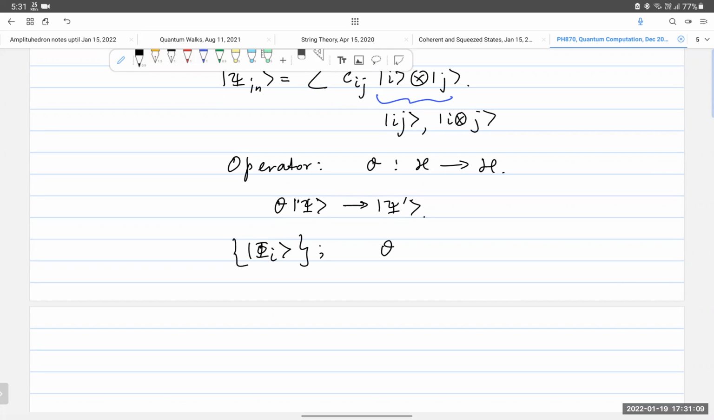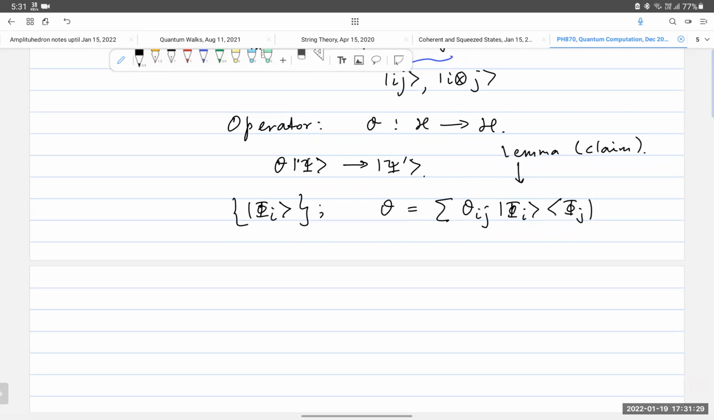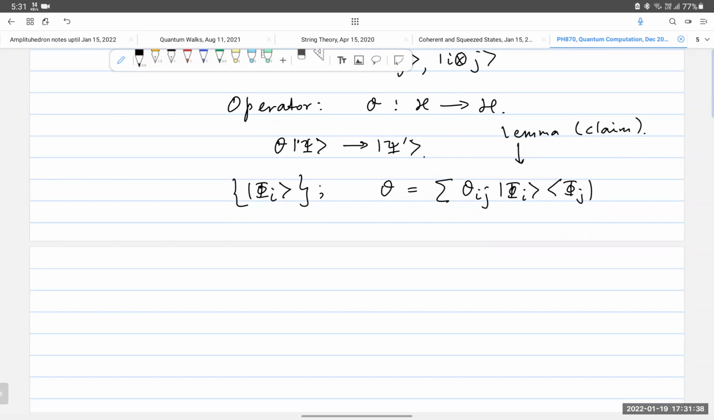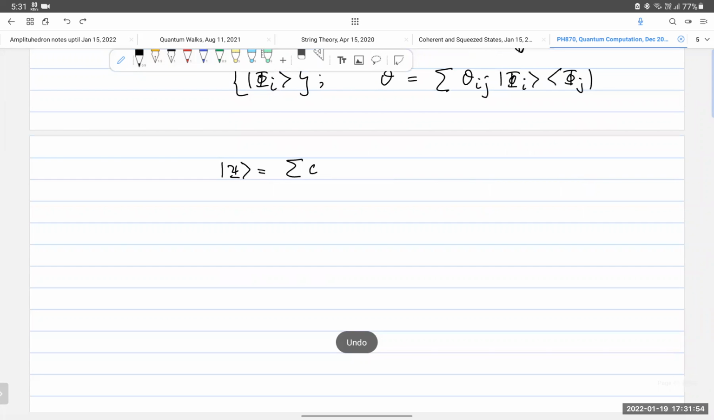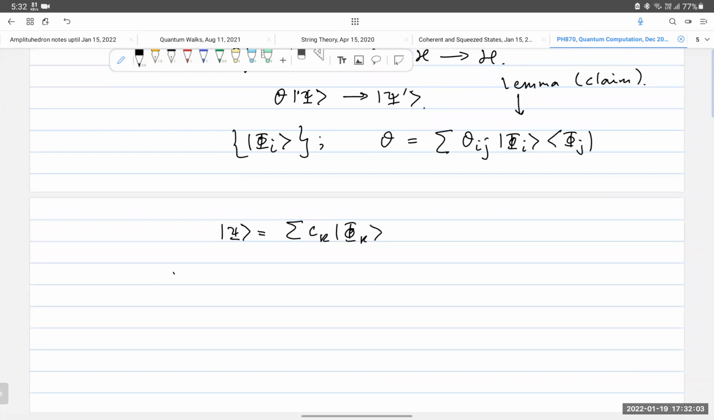Then I can take any operator and write it in this form. This is my lemma or claim or whatever. This is the statement that if you have a set of basis vectors, you can write any operator in this form. And what would be the action of this operator? For instance, if my state is something like this, I'll use ck phi k. So this is my state. Then what is the action of my operator on this state?